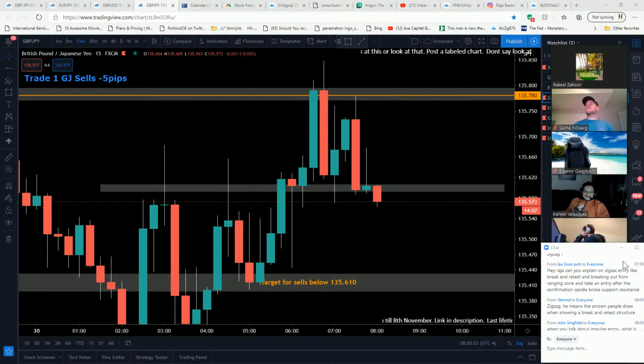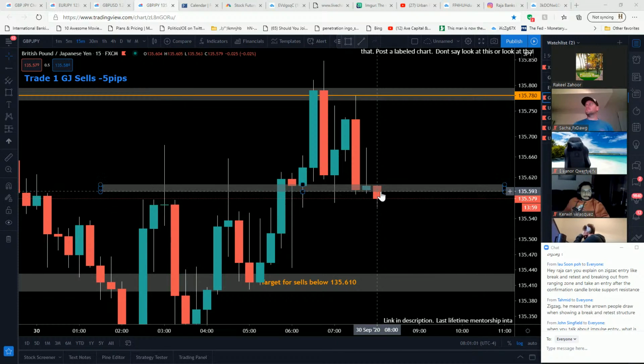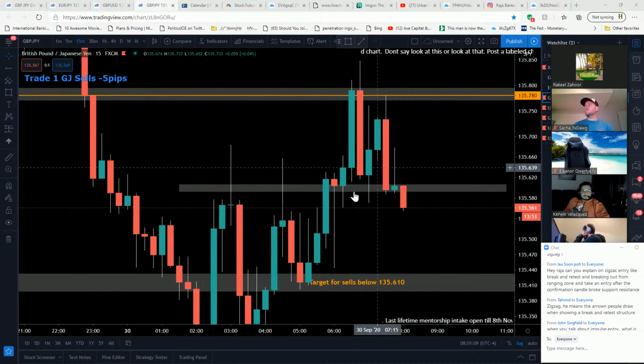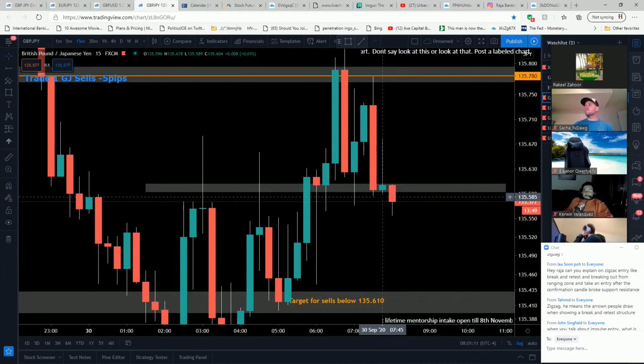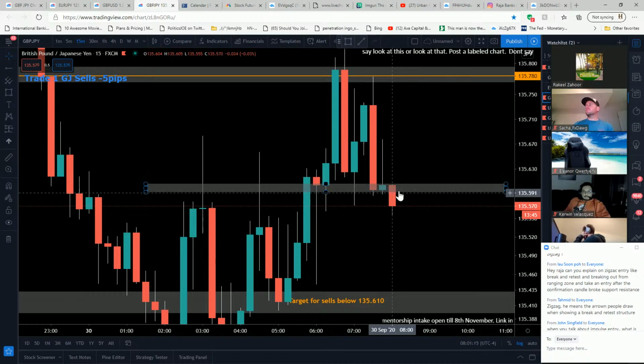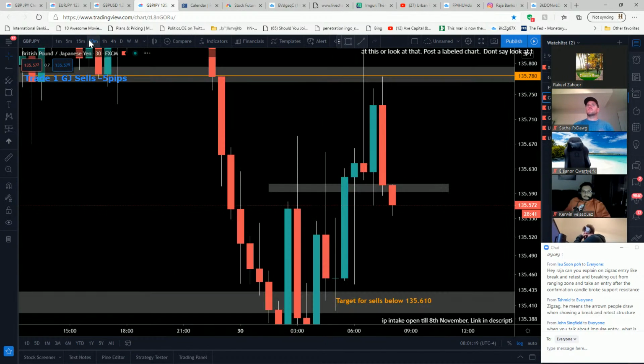Can you explain the zigzag entry, like break and retest, breaking out from a ranging zone and taking an entry after the confirmation candle broke support resistance? Yeah, so if you're waiting for candle confirmations, you're waiting for this candle to close here. But if you're looking for impulse entries, this could be your impulse entry right at this point. But also understand that this is the 15-minute time frame, so there's a little bit of risk involved at that point.